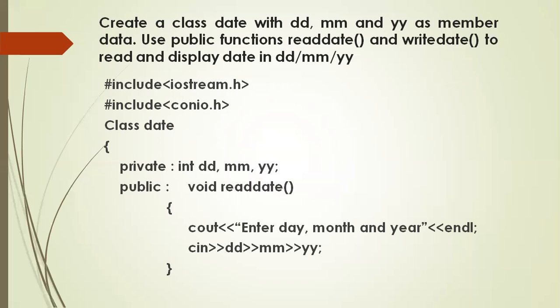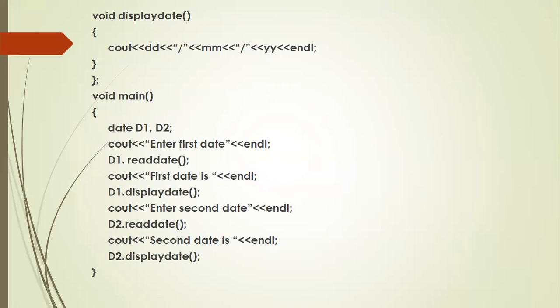The second function we will take up is display date, or write date. It's one and the same. cout dd, slash, mm, slash, yy, endl. Close the function.